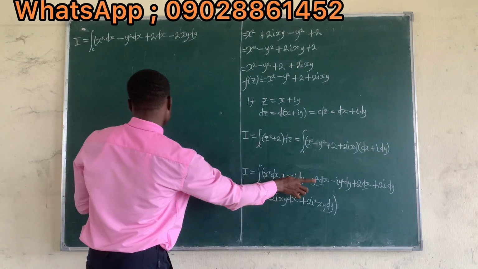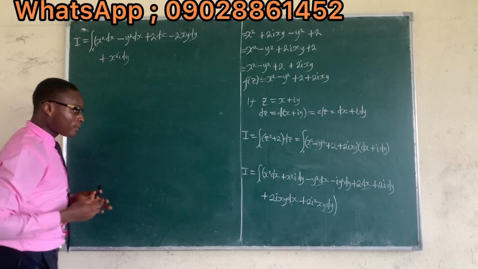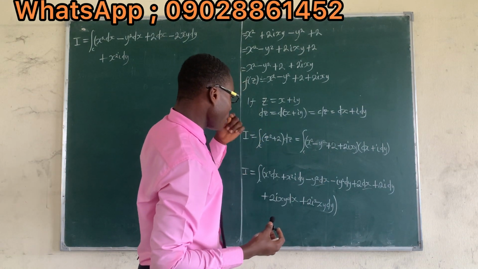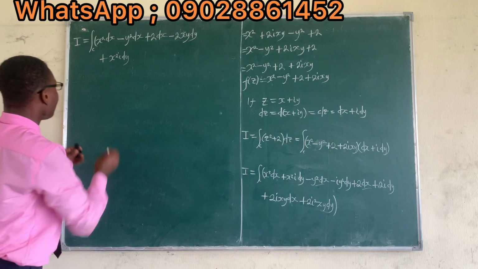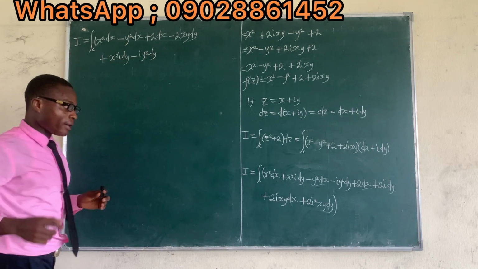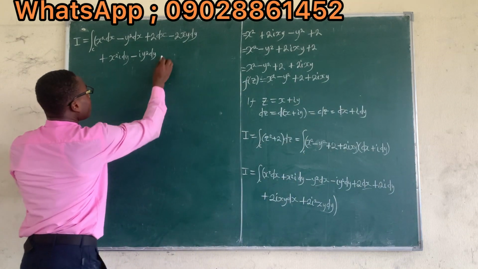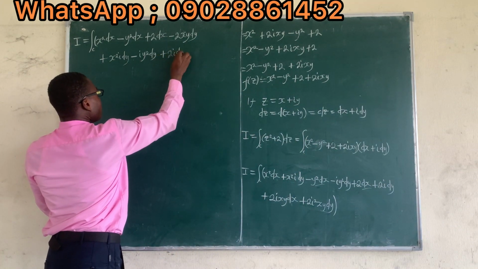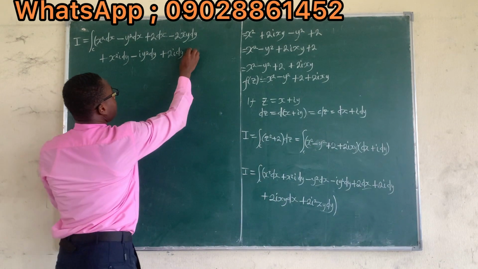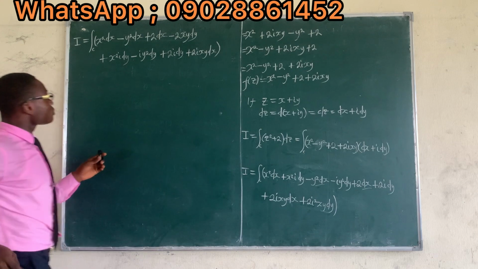We have x squared i dy plus x squared i dy. The next one is minus i y squared dy minus i y squared dy. The next one is plus 2i dy plus 2i dy. Then lastly, we have plus 2ixy dx plus 2ixy dx. So this is what we have.